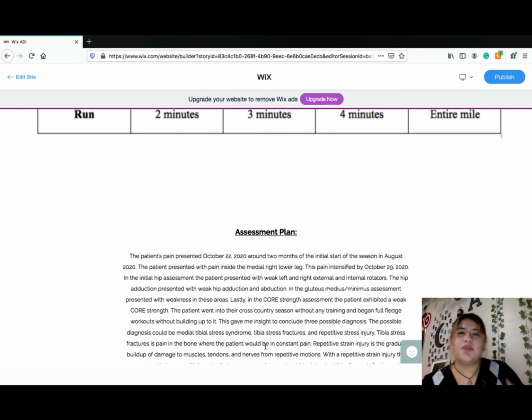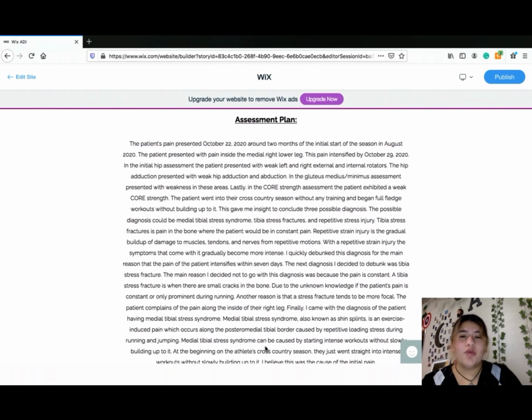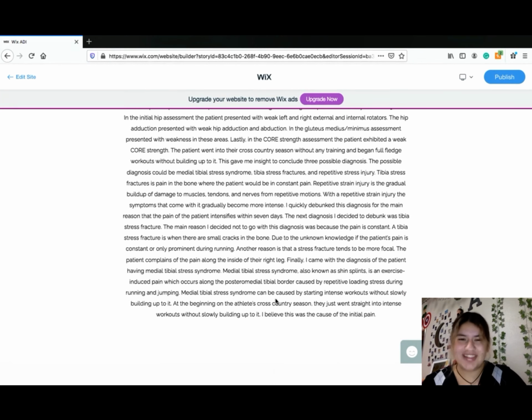So we don't run into the same problem of re-injury of medial tibial stress syndrome, because in my research I found that medial tibial stress syndrome really happens when you just go straight into full-on heavy workouts. So that's what we see with this athlete. What happened to her is that she hadn't trained at all, and she went straight into full-on cross-country workouts without previous training. So that really made an impact on her. So that's another reason why I kind of doubled down on medial tibial stress syndrome.